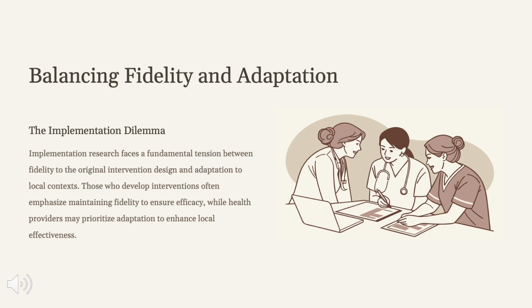Implementation researchers must identify which elements of an intervention are essential and which can be modified without undermining objectives. They must also develop monitoring systems to track implementation changes and assess their impact on outcomes.